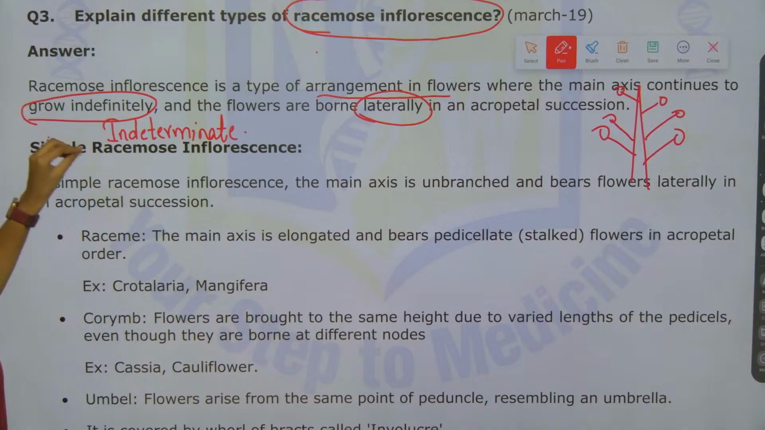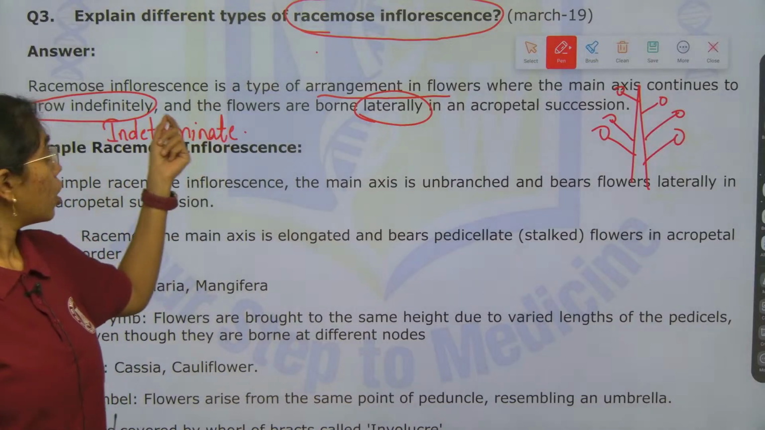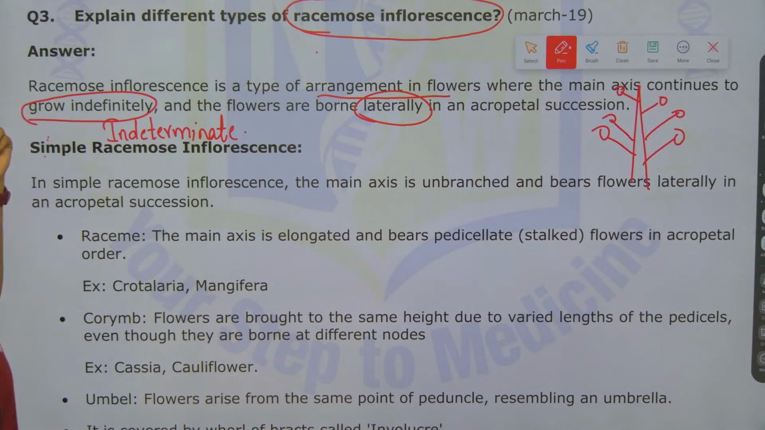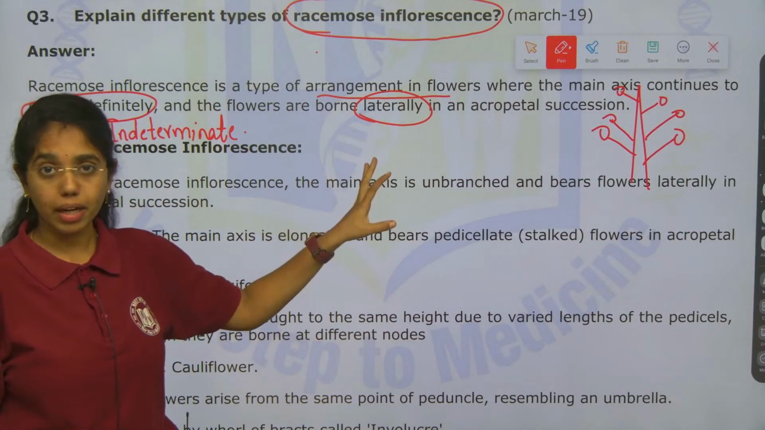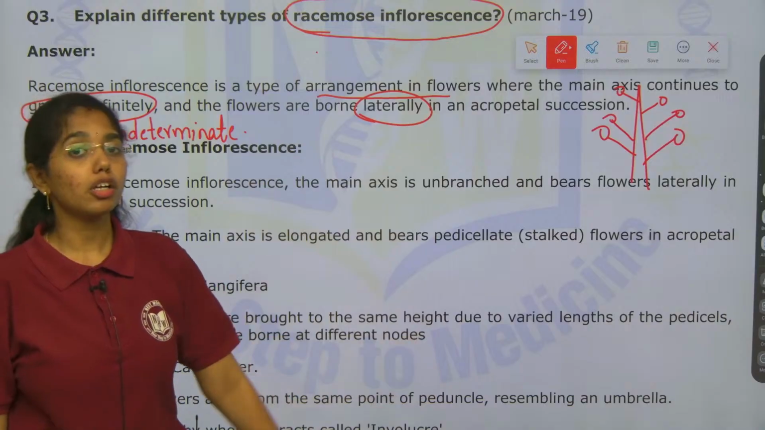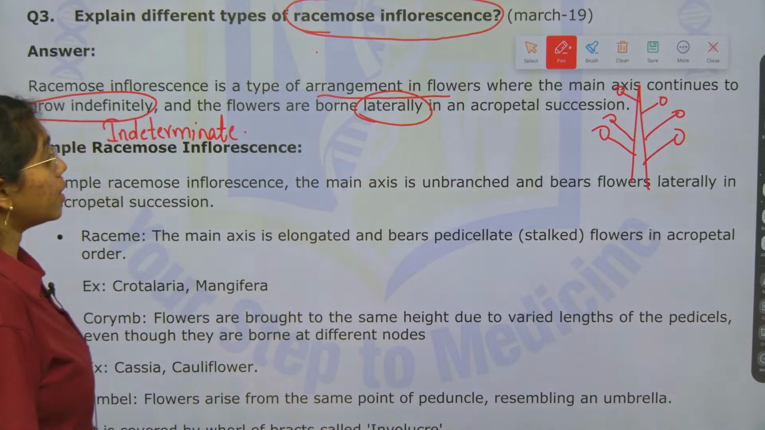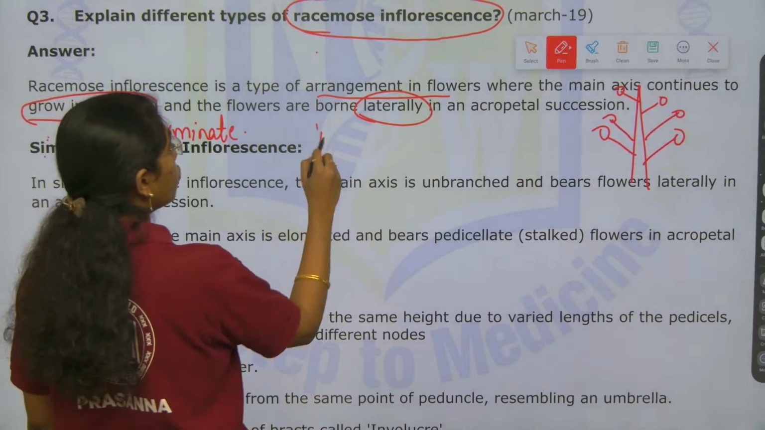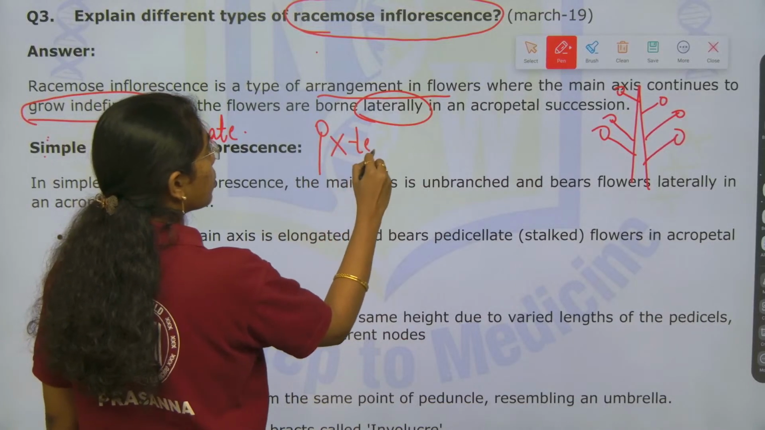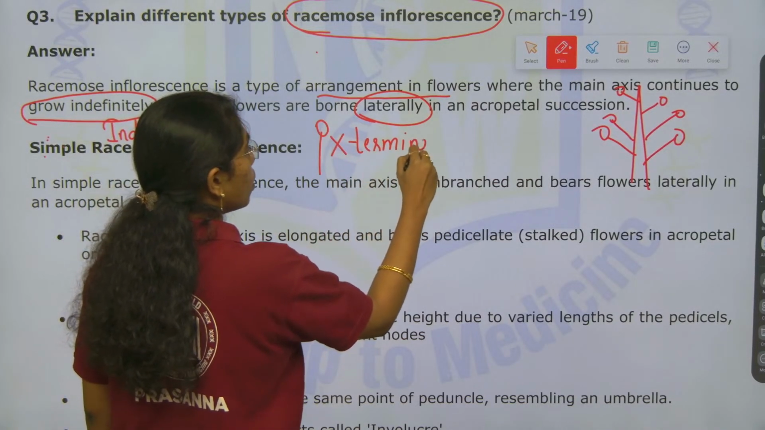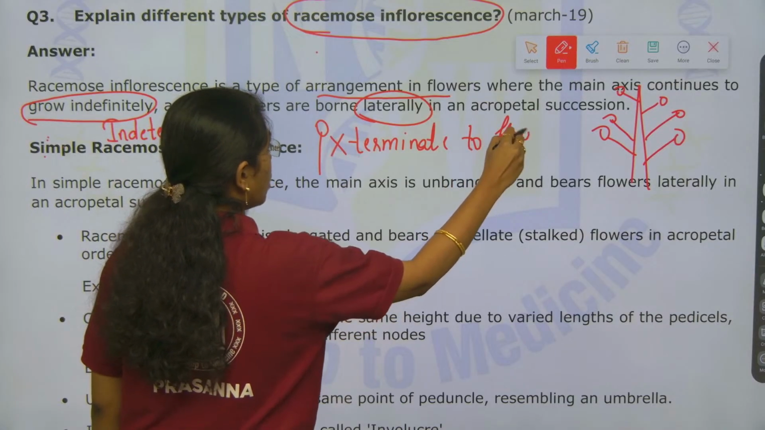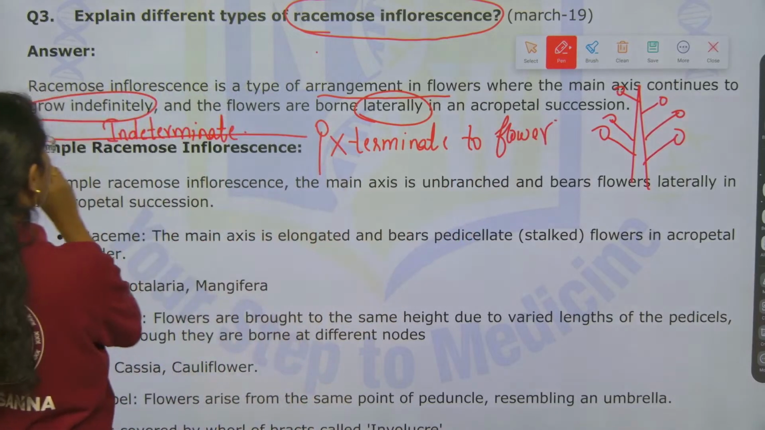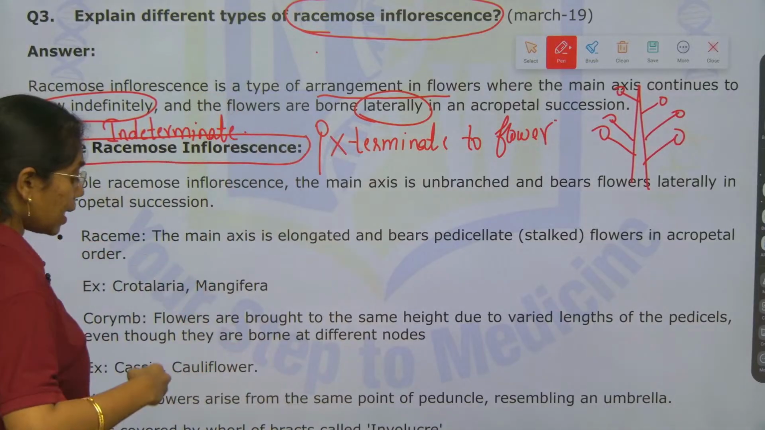These 2 points are very important because these are characteristics of racemose inflorescence. So racemose inflorescence where the main axis grows indefinitely, that shows indeterminate growth, and laterally flowers will arise in the acropetal succession. And this point also you can say, the main axis will not terminate to flower. This point also you can mention.